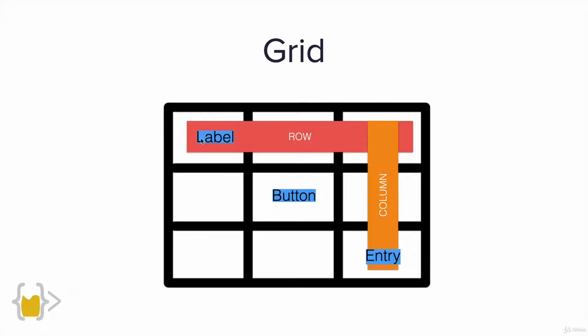Our label is in column 0, row 0, button in column 1, row 1, and entry in column 2, row 2. This is one of the easiest ways of visualizing and creating the layout for your Tkinter programs. And it's really flexible and it's really easy to imagine and understand. So this is always my preferred way of working with the layouts for Tkinter.